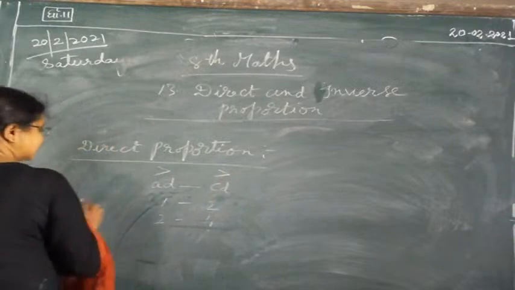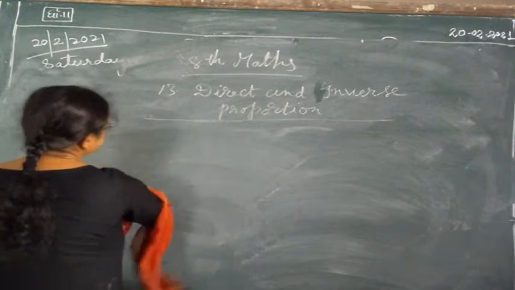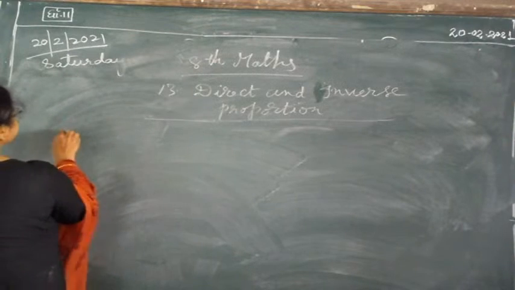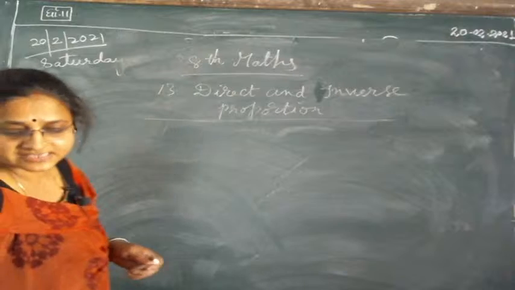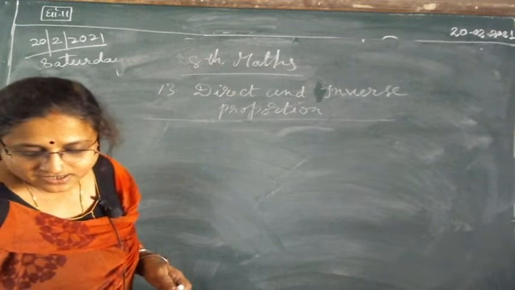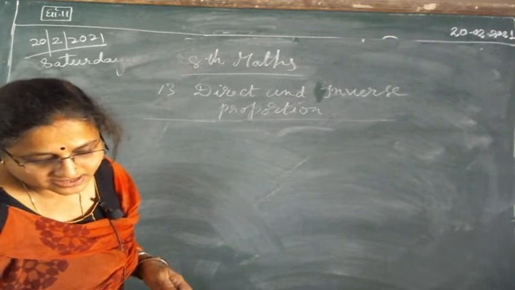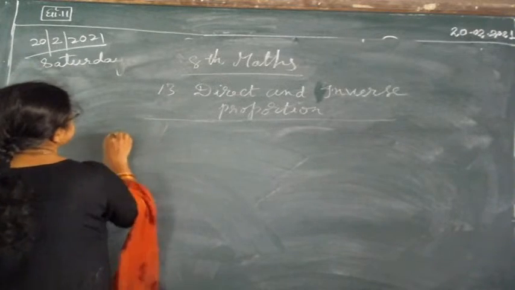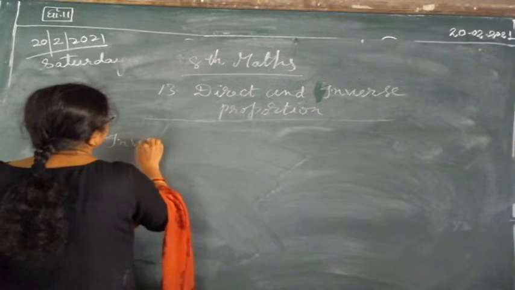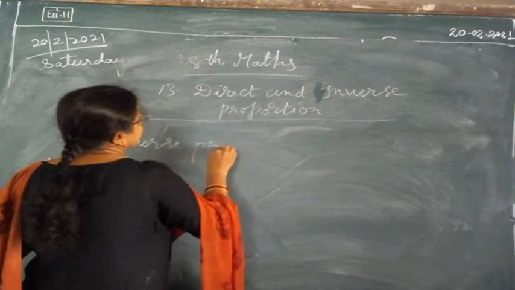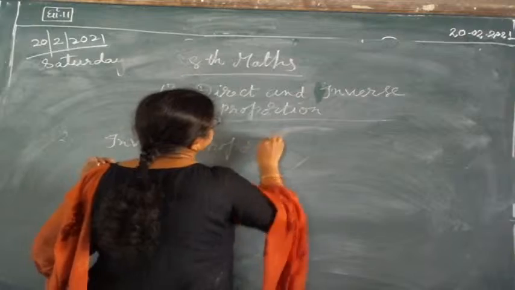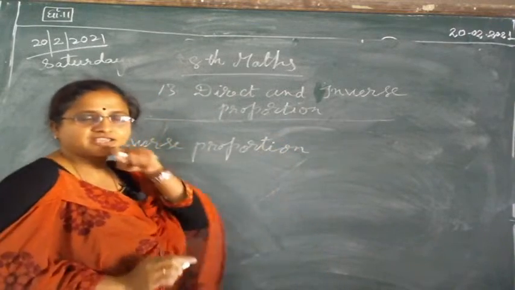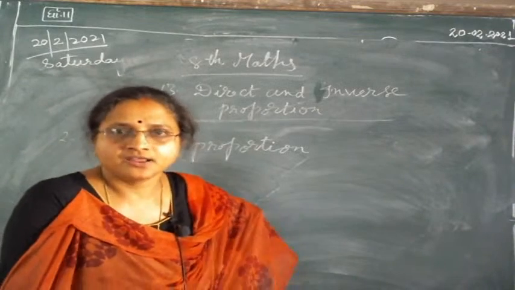I told you proportion is of two types. One is direct proportion. The second one is inverse proportion. It is not indirect, it is inverse proportion; indirect is different from inverse. Inverse proportion means, what is inverse proportion? Inversely means oppositely. Inverse proportion means opposite proportion. It means what?